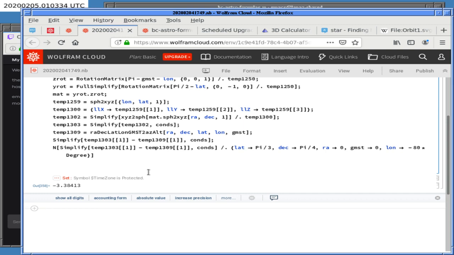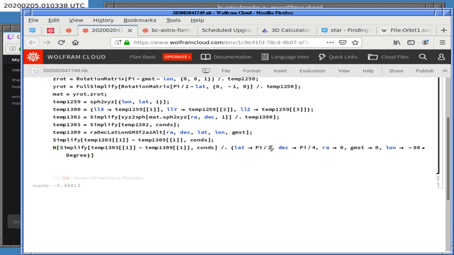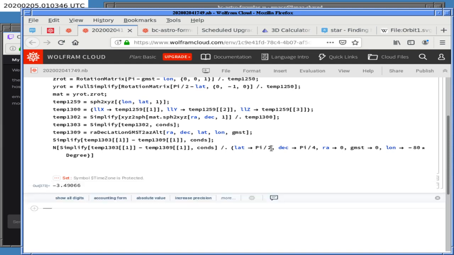Now, if we set the latitude to pi over 2, we don't have to worry about a y rotation. So it might, okay, that's bad. Even without a y rotation, we have problems here. Okay. So declination pi over 4, right ascension of 0, GMST of 0, minus 80 degrees.